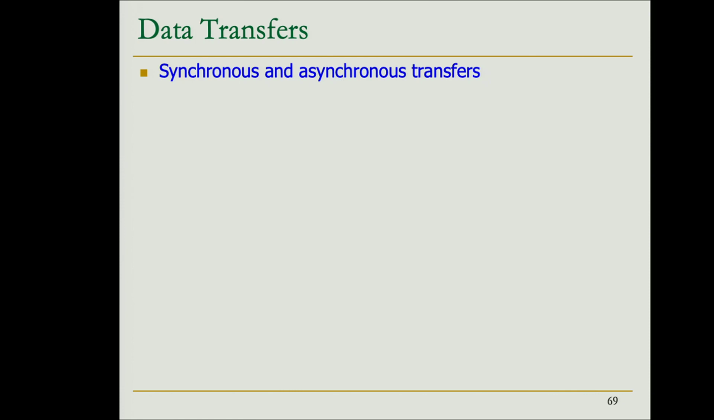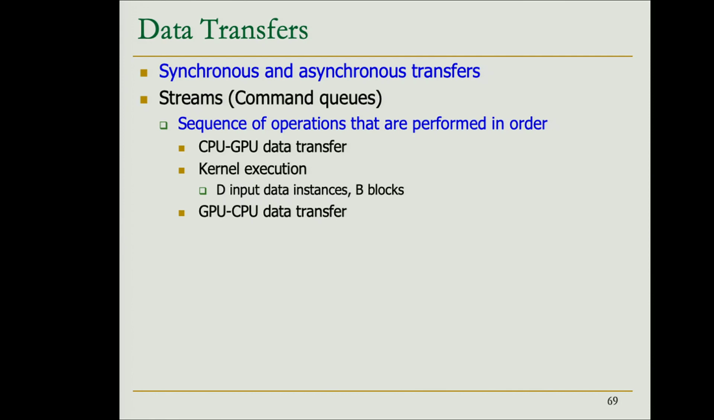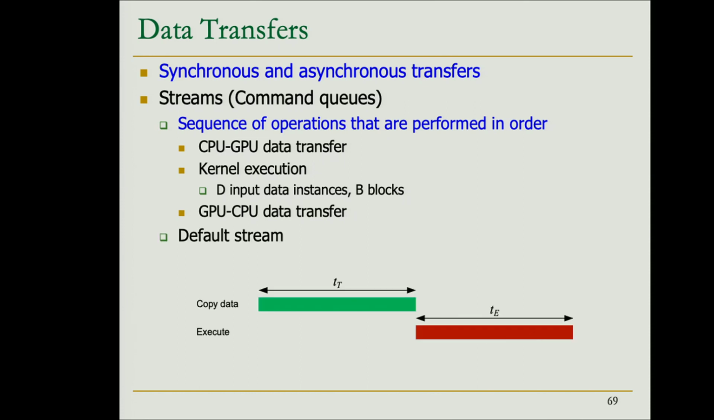There is the possibility of using asynchronous transfers and what are called streams in CUDA or command queues in OpenCL. And these are defined as sequences of operations that are performed in order. I will show you what we mean with that. In principle, as you know, we need to transfer from CPU to the GPU, then do the kernel execution, then do the transfer of the results from the GPU to the CPU. So usually the default stream is going to be something like this.